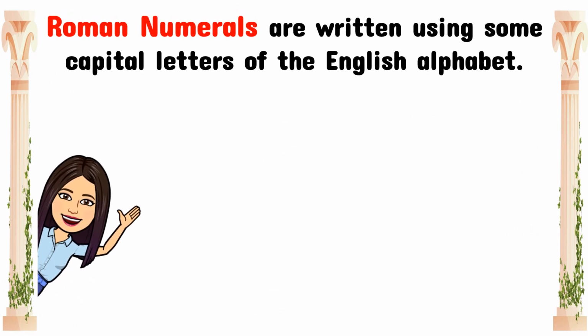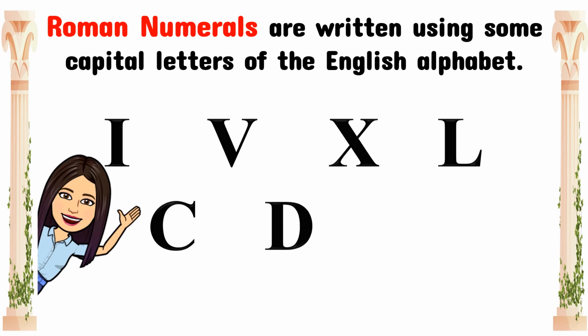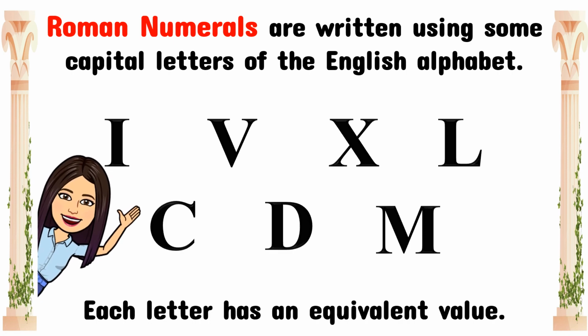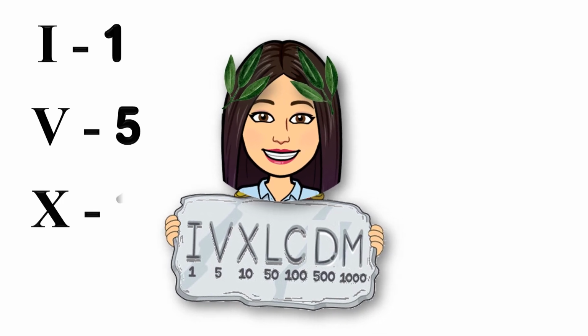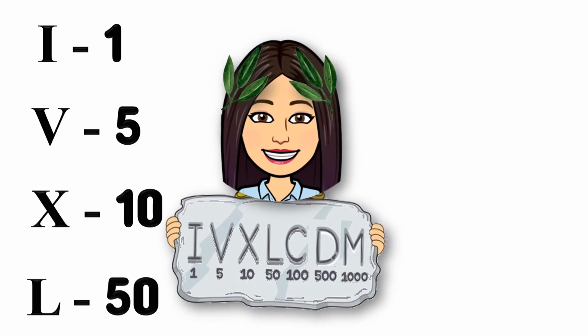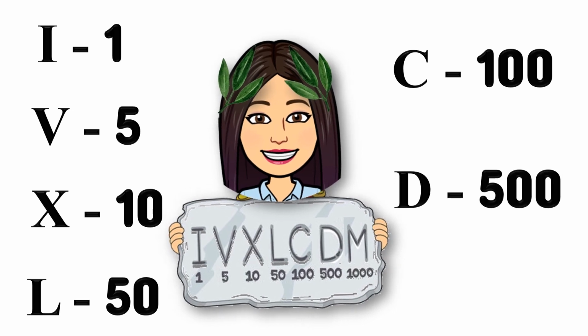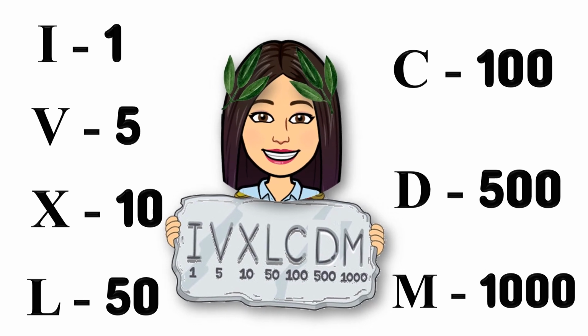Roman numerals are written using some capital letters of the English alphabet, like I, V, X, L, C, D, and M. And each letter has an equivalent value. I is equivalent to 1, V is for 5, X is for 10, L for 50, C is for 100, D for 500, and M is equivalent to 1000.